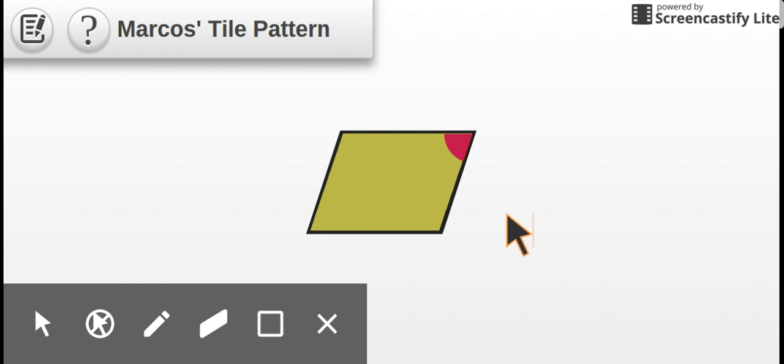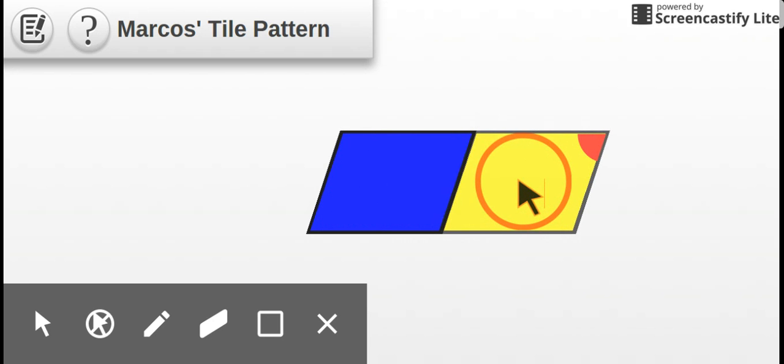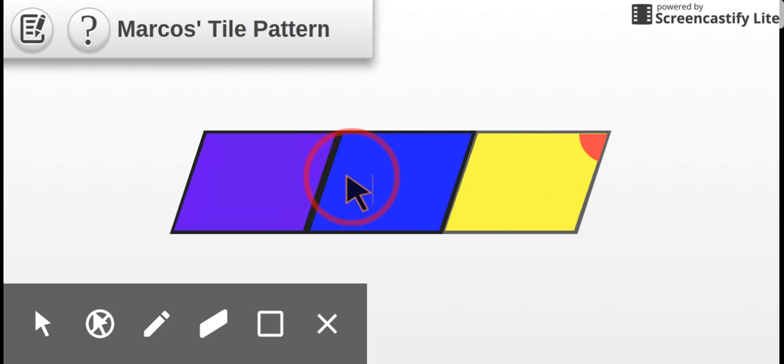So this section has you start off by creating a tile pattern using a parallelogram and some of those rigid transformations. I'm going to do that by using, at first, just a translation. So I'm going to take this parallelogram and slide it right over here. I'm going to translate it to the right next door. I'm going to take another one and translate it to the left, right next door.